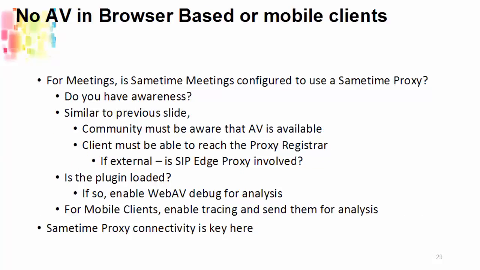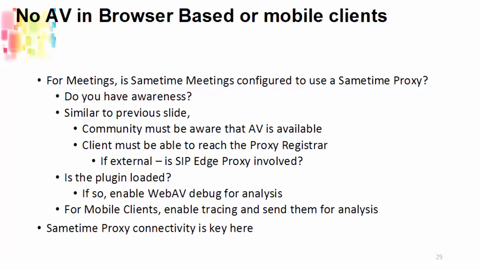So, no AV in browser-based or mobile clients. One of the main things that happens is the loss of either the plugin or awareness. So the very first thing I'm going to check for a meetings audio-video problem is to make sure that the Sametime meeting server is configured to use a Sametime proxy. You have to have awareness enabled. The awareness function is our glue to community, and community is our glue into the audio-video environment because it's the community that surfaces that information to the client.